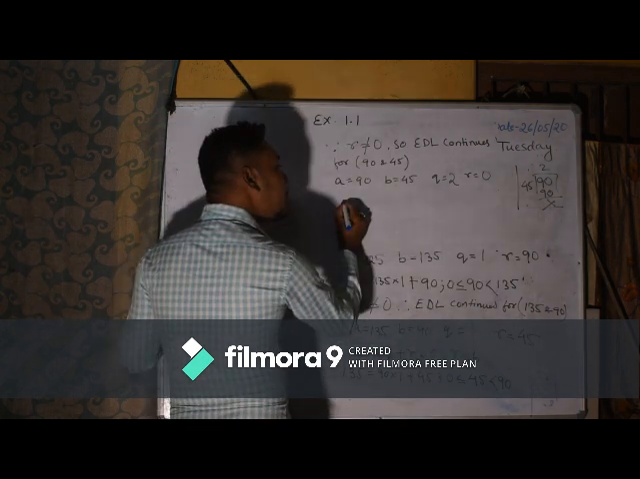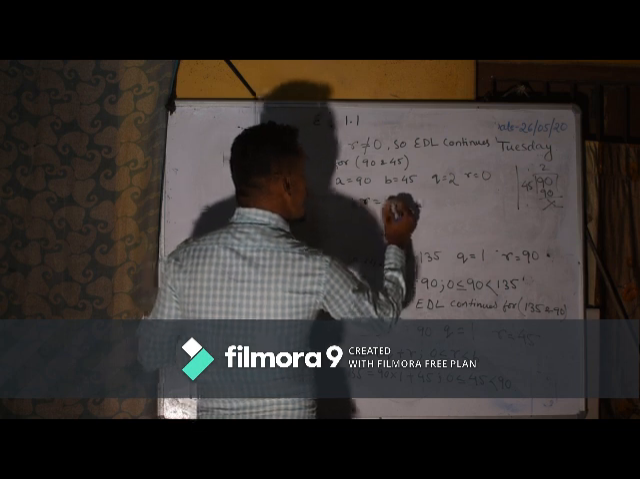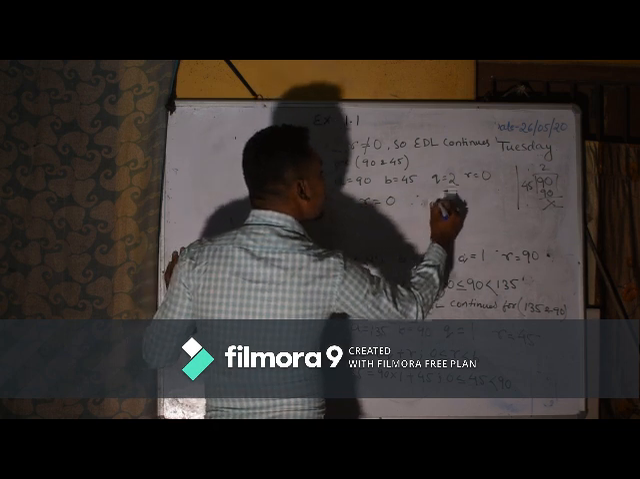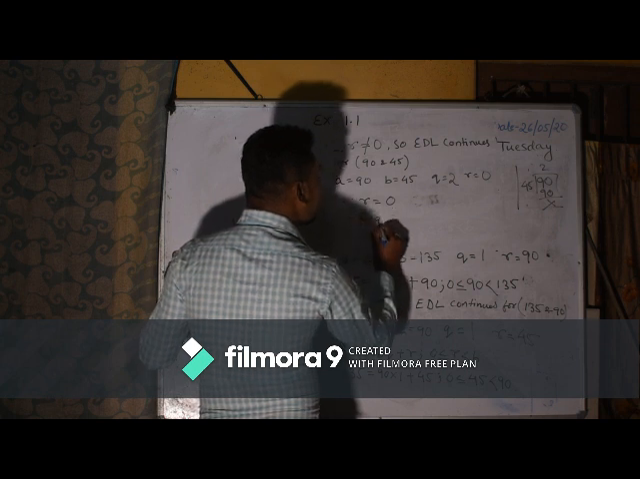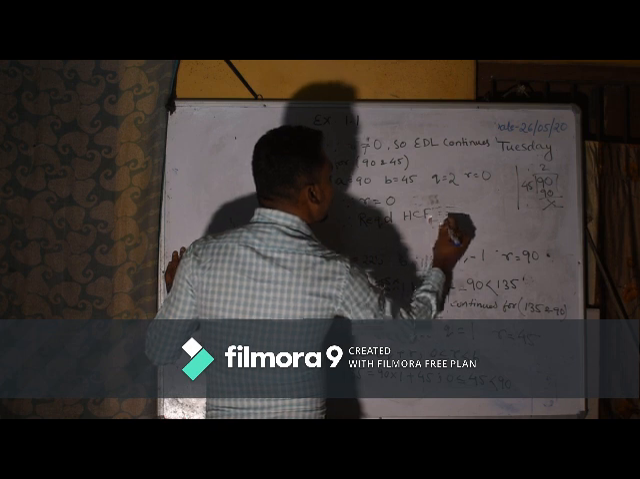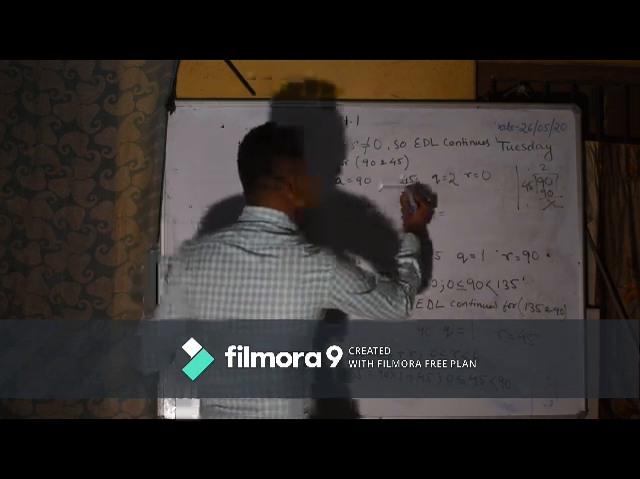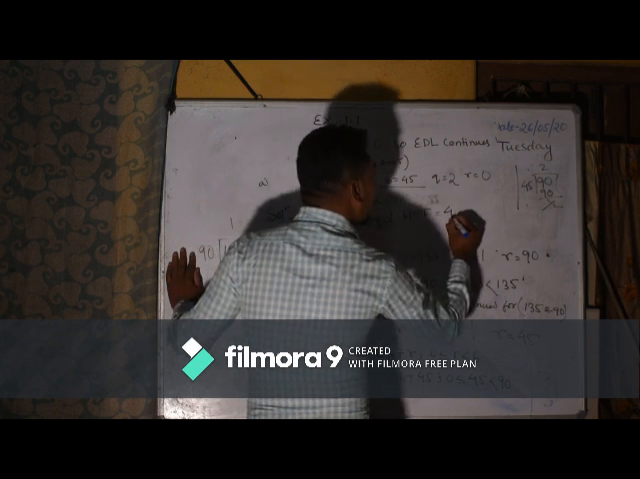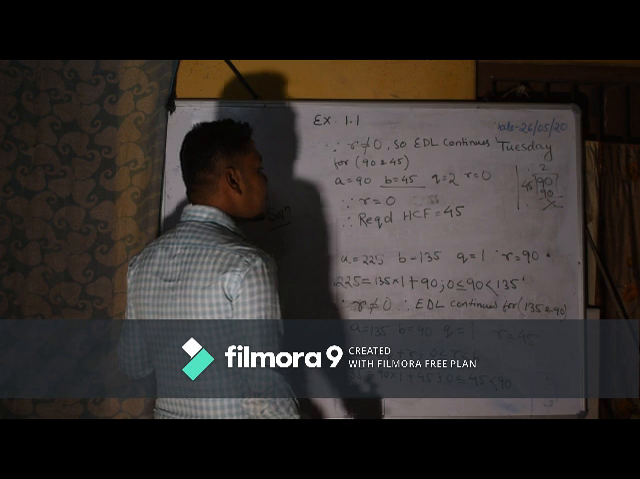So here R became 0. Since R is equal to 0, therefore the required HCF is equal to how much? The value of B, that is 45. Okay?